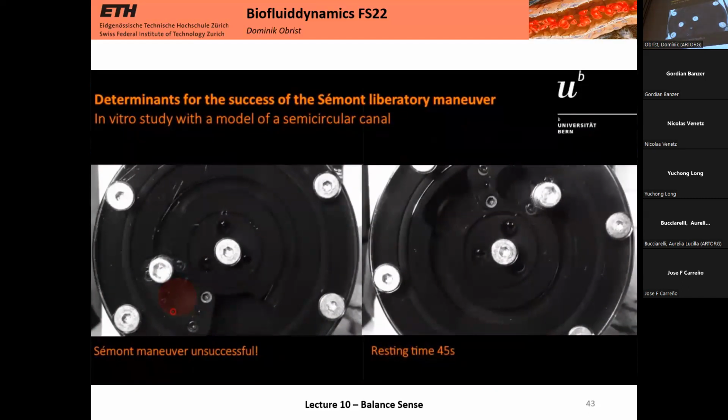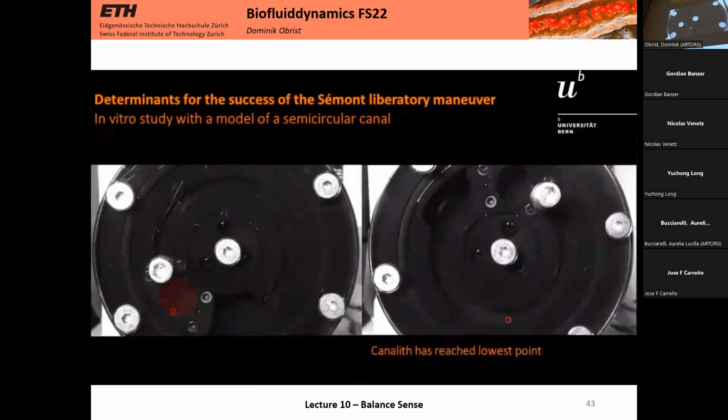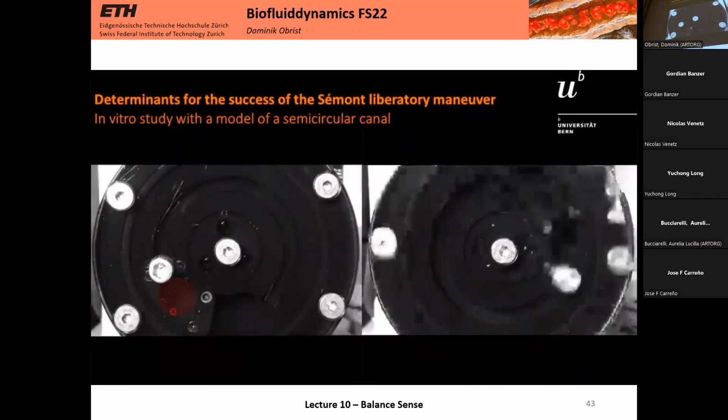On the right-hand side, the patient is still lying down. We wait for a long time, for 45 seconds, until the particle has reached its lowest position. Still takes a few seconds. Now it has reached its lowest point. And only now we put the patient back up.